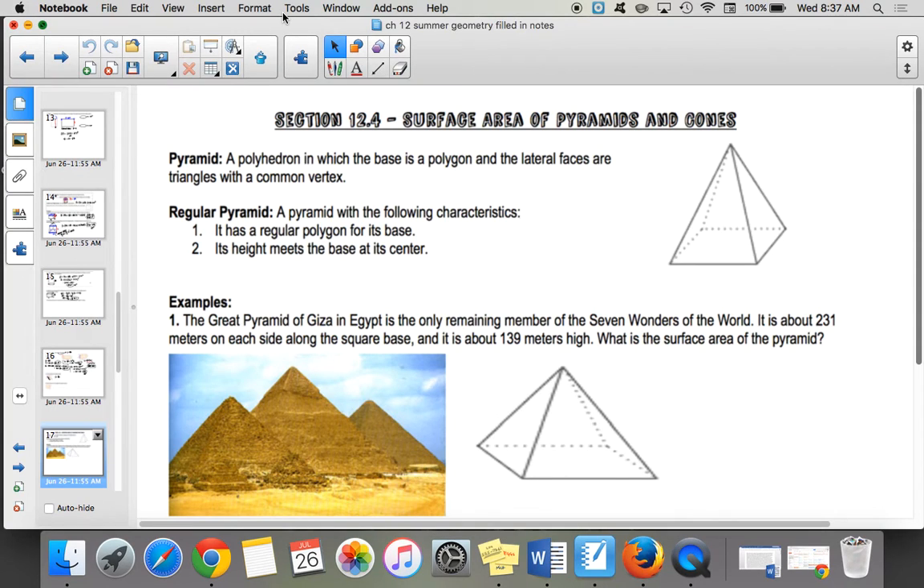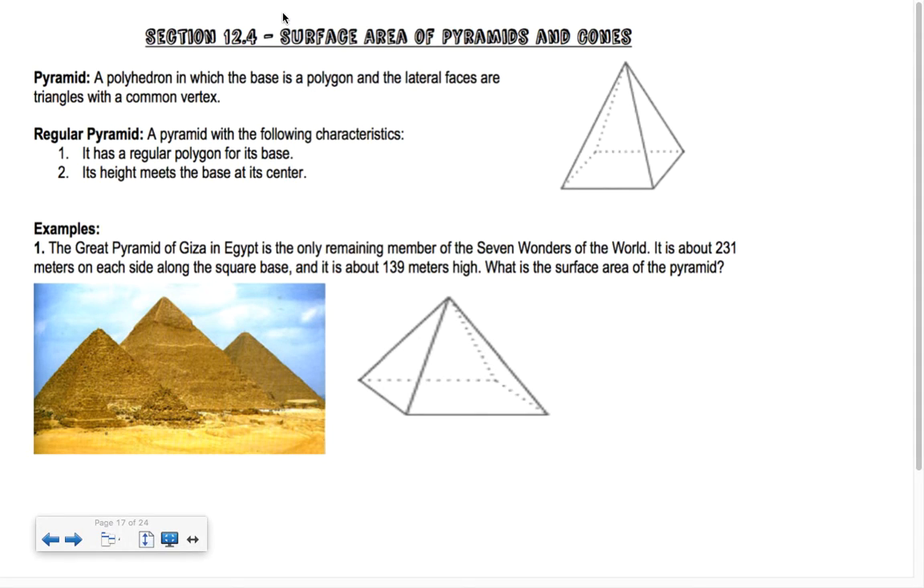12.4 is kind of the trickiest one in Chapter 12. It's the surface area of pyramids and cones. So these are a couple tough formulas. I always have to look them up just to make sure. I really should memorize them, but I have trouble with it.